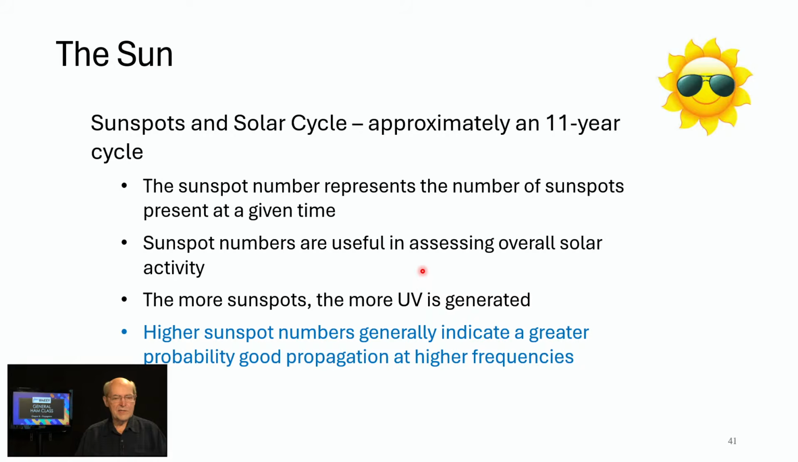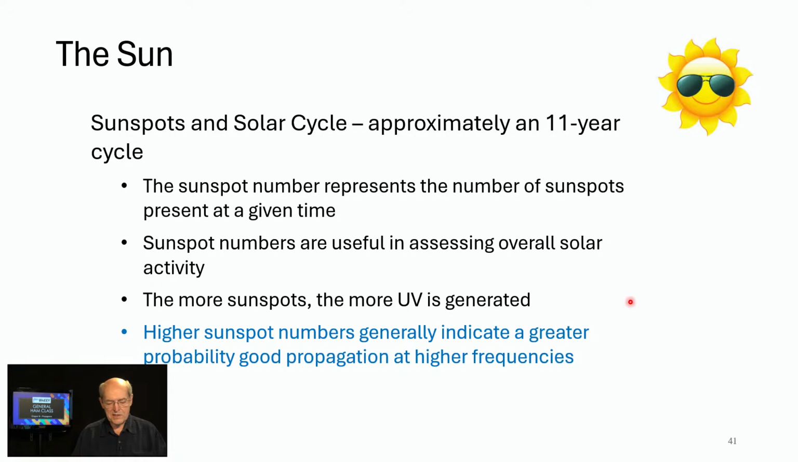So they're very useful in assessing overall solar activity, because when there's a lot of sunspots, there's a lot of ionization escaping the sun that ionizes our F2 and F1 and all of the layers that help us with long distance propagation. So sunspots are usually a good thing. During this 11-year cycle, where sunspots are at a peak, that's when propagation is the very best.